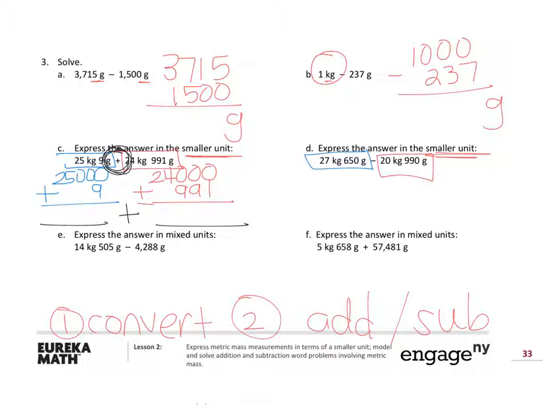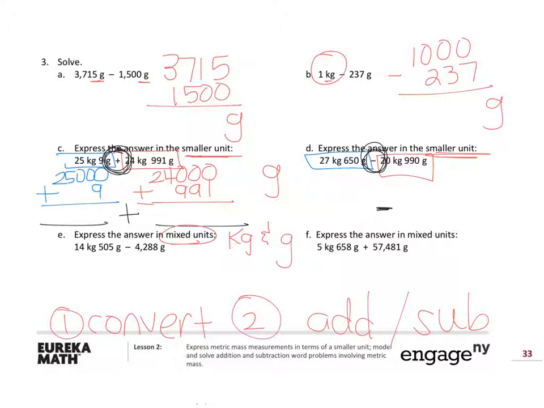But after you convert for this problem, you'll be subtracting. Okay? E and F is where it gets trickier, because now they want our answers in mixed units, which means they want to see how many kilograms you have and how many grams. Whereas up here in C and D, all they're looking for are grams. So it is a little different.